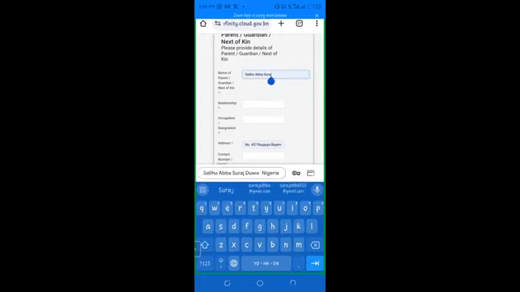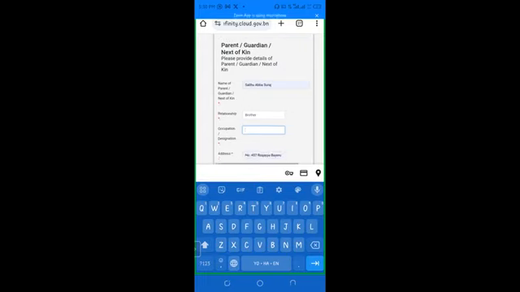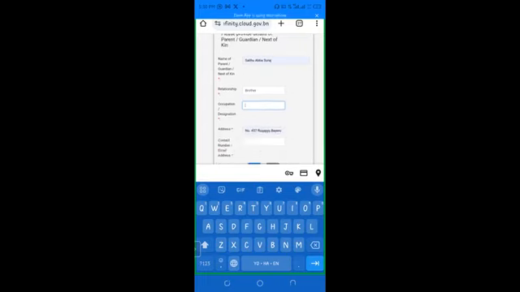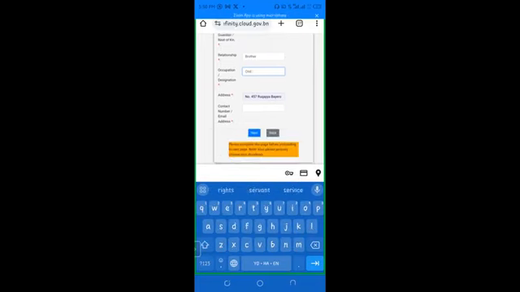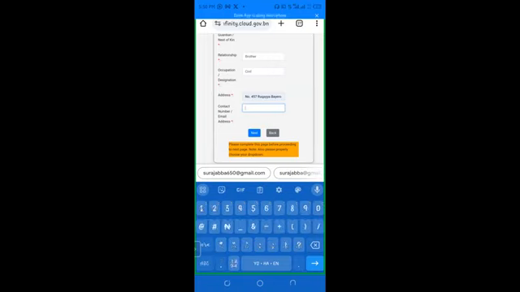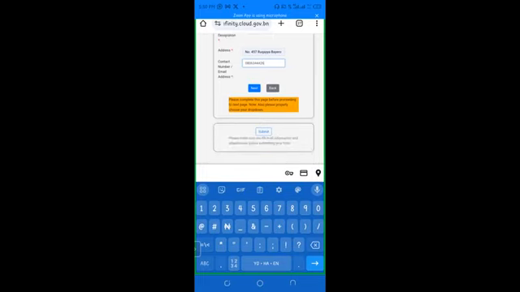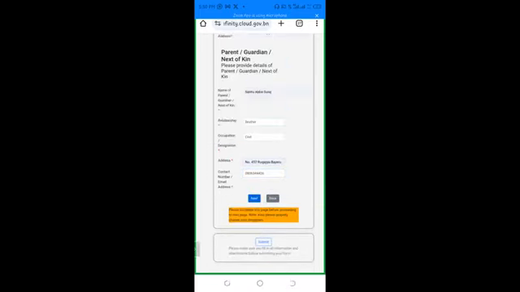And then relationship, next of kin or guardian or parent chosen. Okay, so relationship, let's see, brother. Occupation, his occupation, that's not mine. The person I'm filling in as the next of kin. So occupation, let's see, civil servant and things like that. Then the contact number 08063222124, and then next, bam.